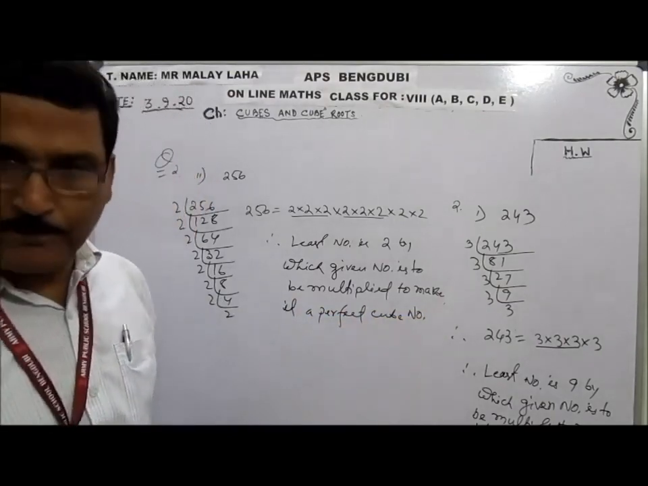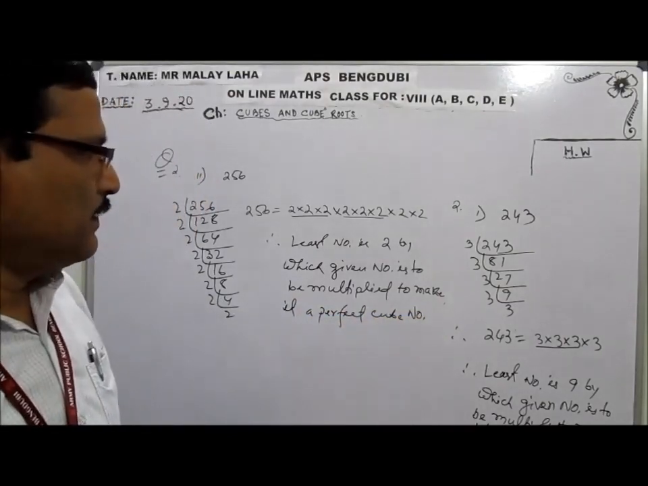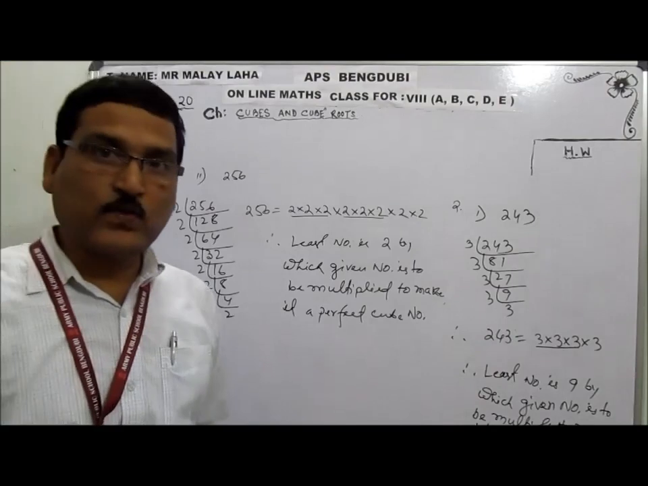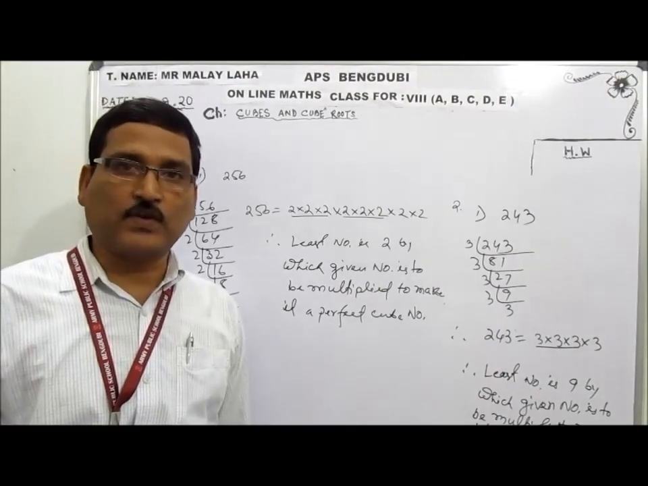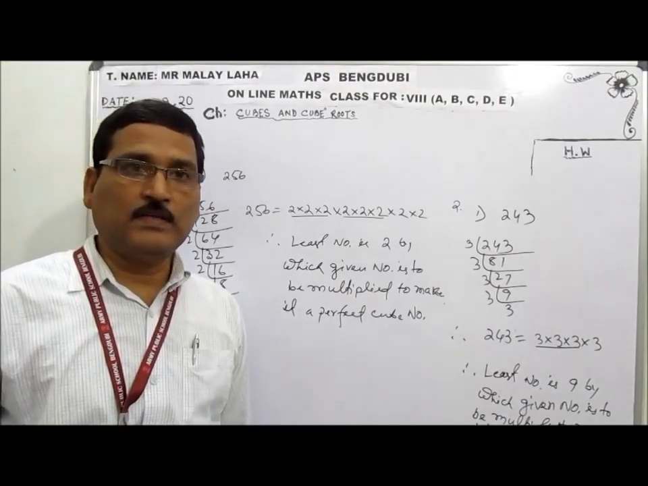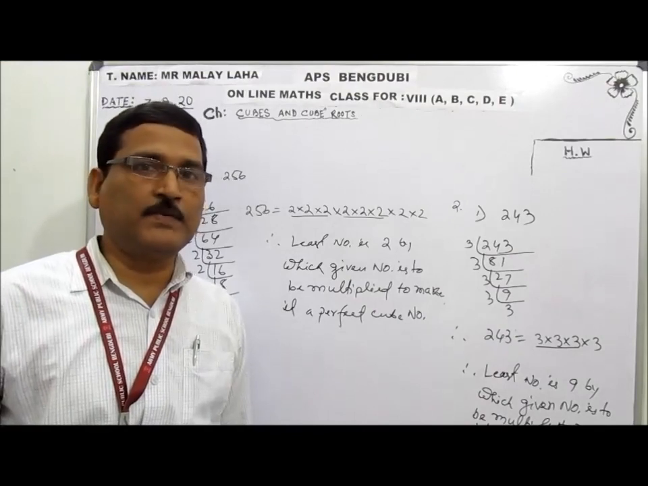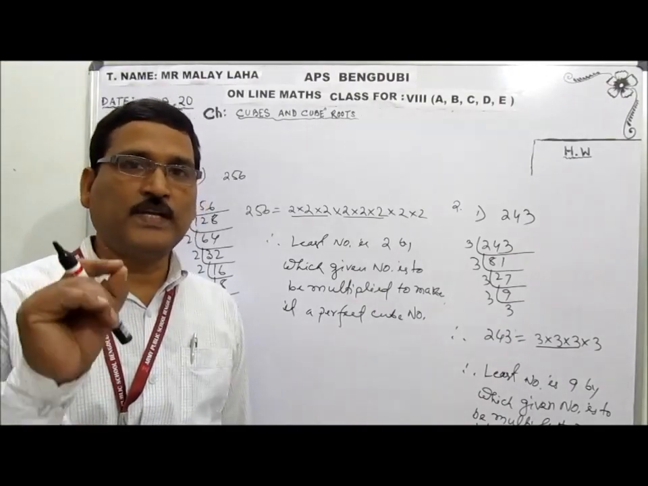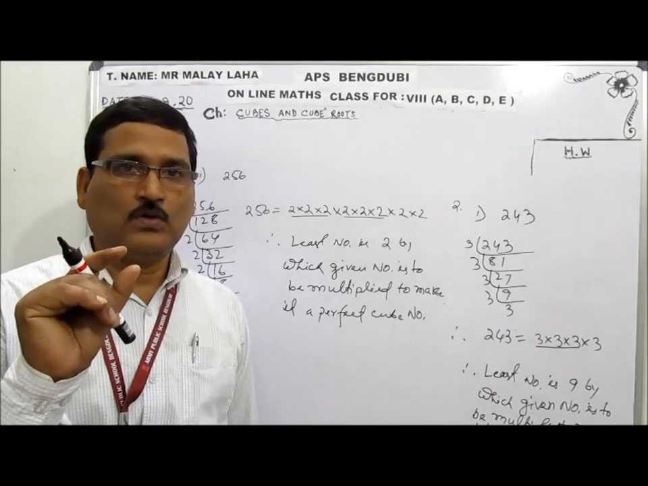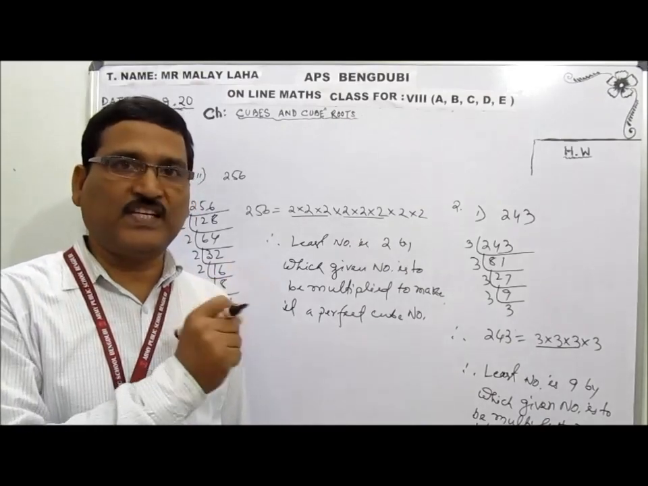To make it a perfect cube number. Mind it, in case of square root and square root, what was the instruction? What is the least number to multiply? At that time you have to select the pair of 2. In cube, it is a pair of 3, group of 3.